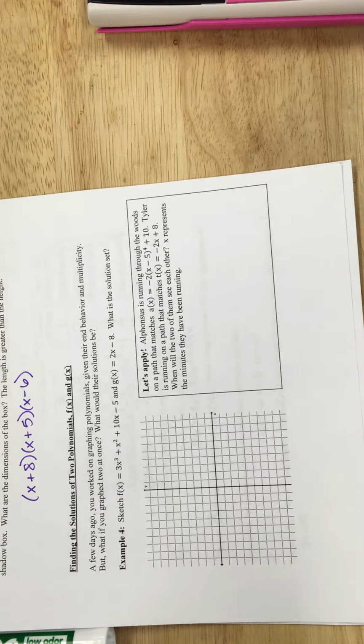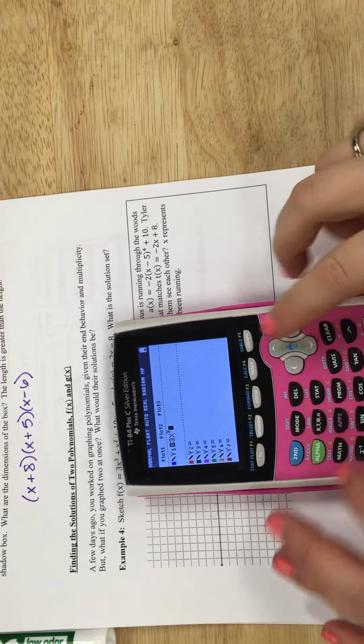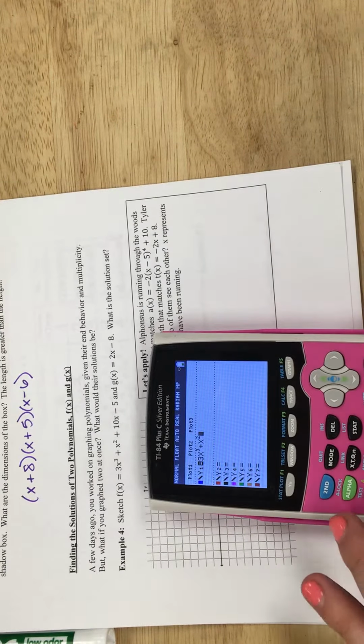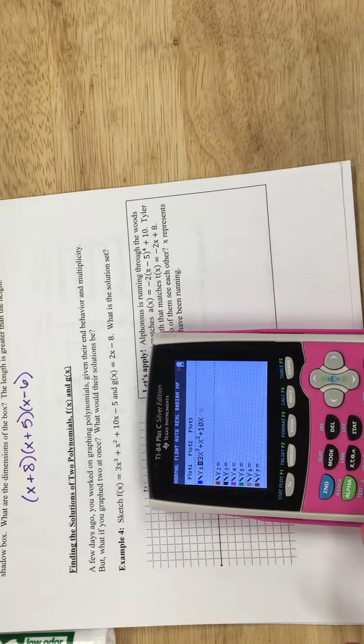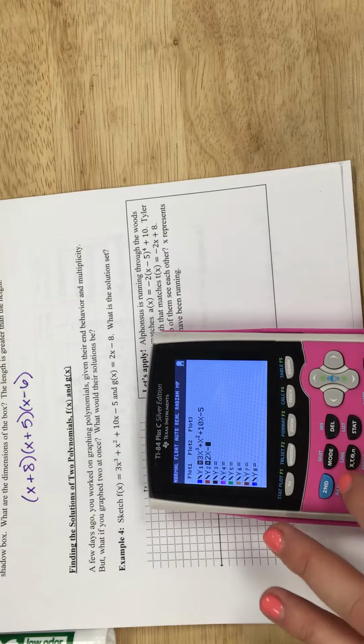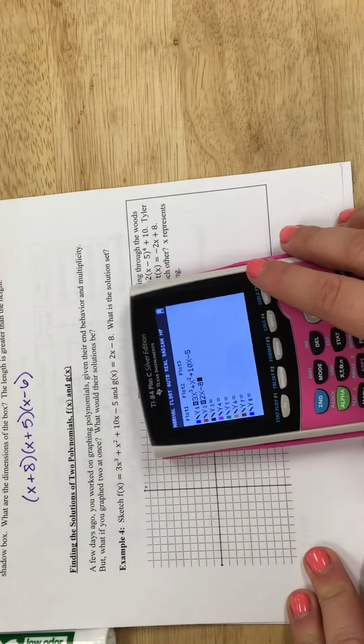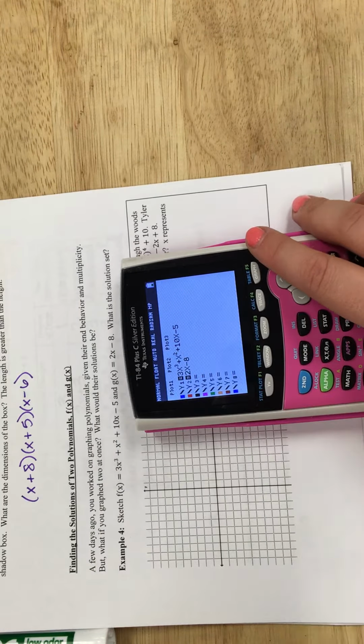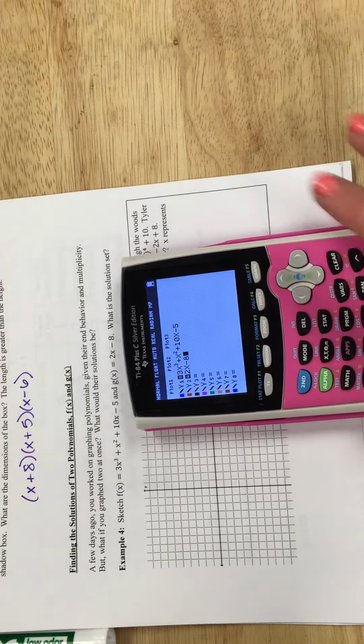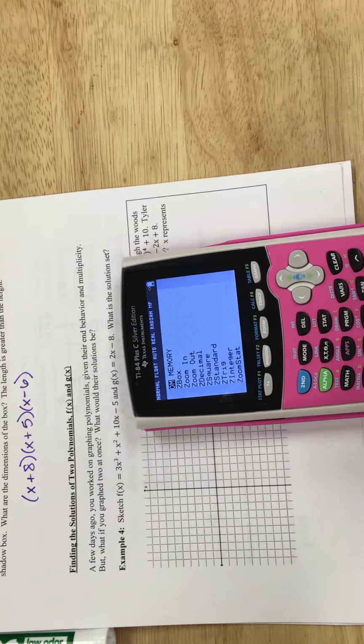Okay, last thing. This is super simple. Solution sets of 2 graphs. If you graph 2 polynomials, I want you to put these both in your calculator. So y1, y2: 3x cubed plus x squared plus 10x minus 5, and 2x minus 8. And I think you can use a normal window for this.